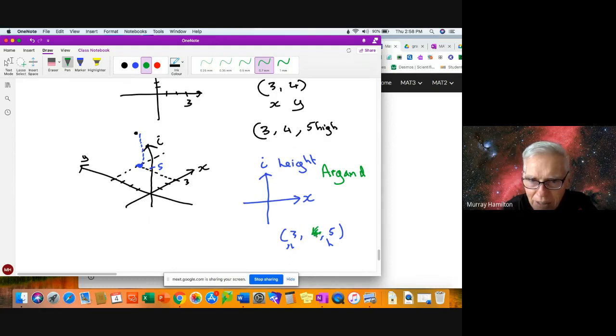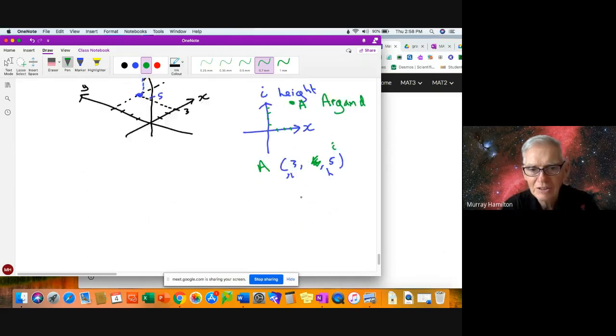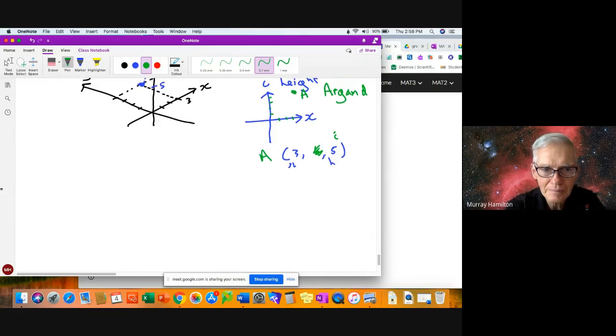So we eliminate the 3, and we want our i part to be 5. So we go 1, 2, 3, 1, 2, 3, 4, 5, and we put that there. That is our value, which you might call complex number A. So complex numbers are on an Argand diagram.